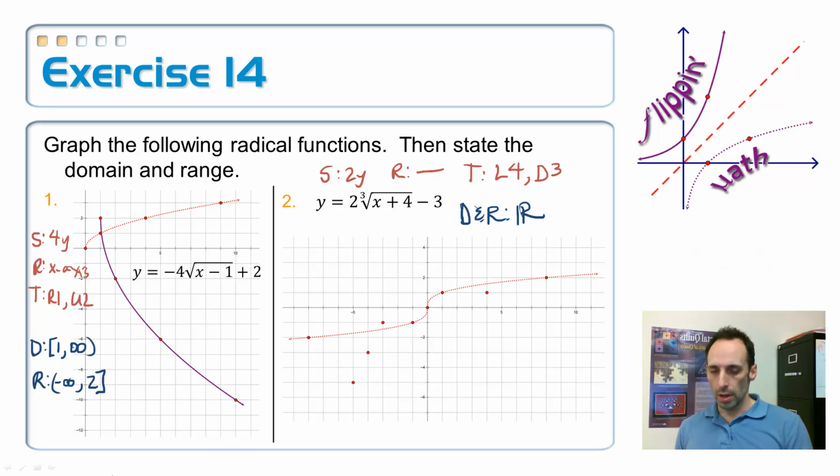Dash that thing in there, and then point by point do your SRT transformations, 2 times the y. Move it left 4 and down 3. I actually ran out of room for the graph, but that's okay. It still looks pretty nice. And then, of course, domain and range for that cube root function, all real numbers.